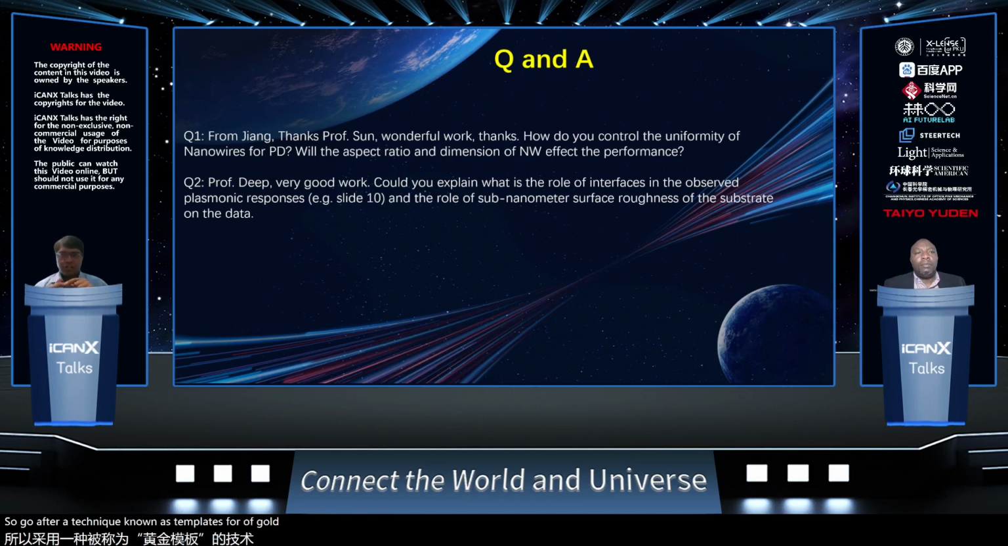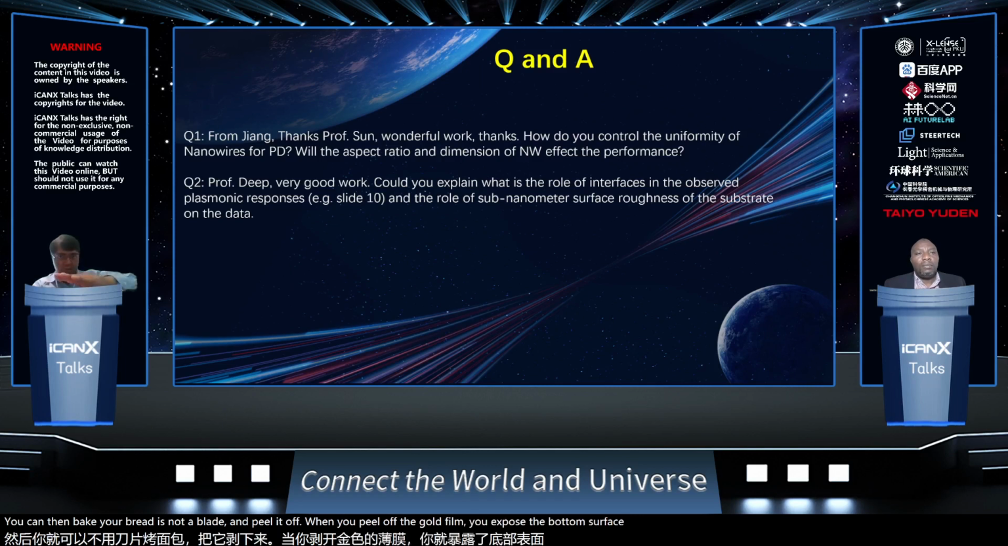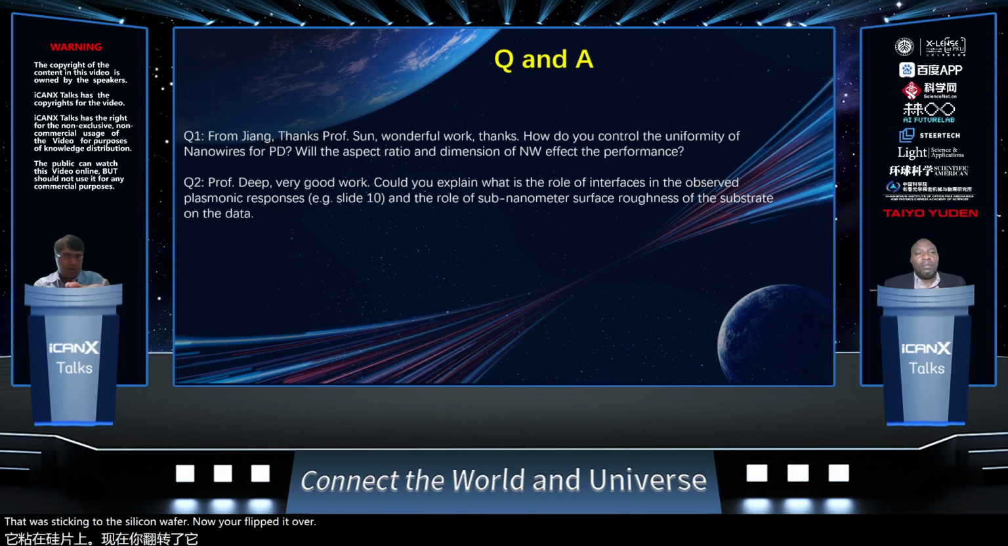This is a technique which Martin may know very well, but part of it was developed in George Whitesides' group at one time. You take a silicon wafer or any other really flat wafer, you evaporate gold or any metal on top of it, preferably a noble metal, and then you put some glue on top of the gold or metal, and then you take another piece of silicon wafer or a glass slide and just stick it. Now that you have stuck another piece of glass slide or wafer on top of the gold film, you can then take your razor blade and peel it off. So when you peel off this gold film, you expose the bottom surface that was sticking to the silicon wafer, and now you have flipped it over to make it the top surface.